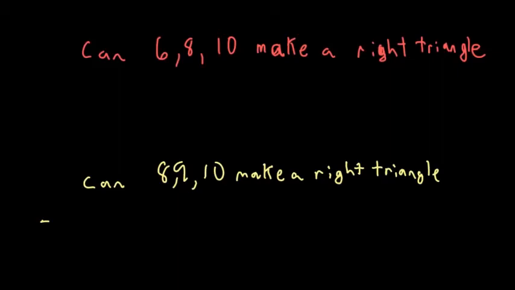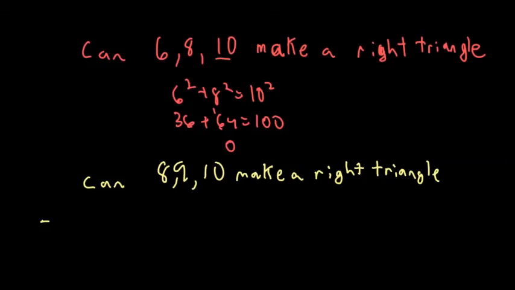Alright, now we're going to test and see whether or not three numbers can make a right triangle. So your hypotenuse always has to be your longest side. So in this case, our longest side on the 6, 8, 10 is 10. So that's going to be our c. So we're going to have 6 squared plus 8 squared equals 10 squared. So 6 squared is 36 plus 8 squared is 64 equals 10 squared, which is 100. So 36 plus 64, 6 plus 4 is 10, carry the 1. 9 plus 1 is 10, so 100 equals 100. Yes, those make a right triangle.